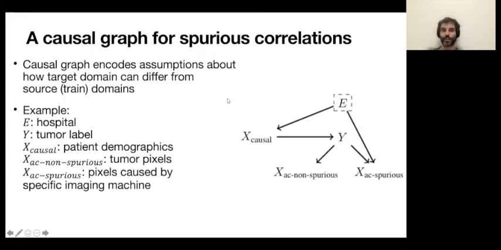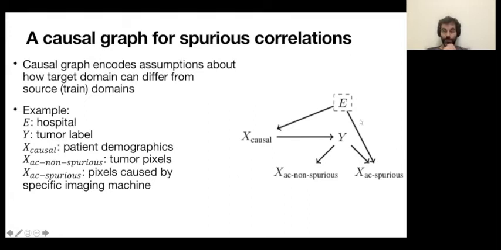So here's an example. Let's say E is the hospital, Y is a tumor label, X causal is patient demographics, right? The patient demographics obviously can determine the odds of having a tumor, and they vary between hospitals. And now assume we have some imaging, and the imaging is anti-causal, right? It's because the patient has a tumor or does not have a tumor that causes the pixels in the MRI image. But these pixels also could be dependent on the hospital, on the imaging machine, or whether the radiologist writes something on the slide or not, which is something we've seen happen, machine learning just picking up on what radiologists mark on the slide and so on. So some of the features of the image are spurious, and some are non-spurious. And we would like to use the non-spurious ones, but discard the spurious ones because they might not be stable across environments, right? Once the environment changes, I might get different spurious features and my classifier might be misled by them.